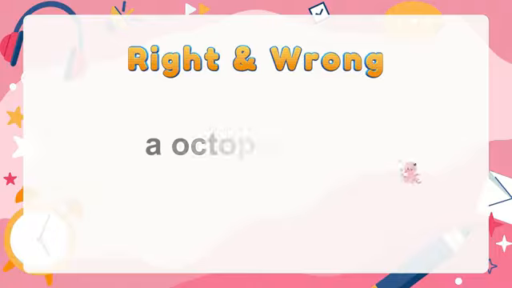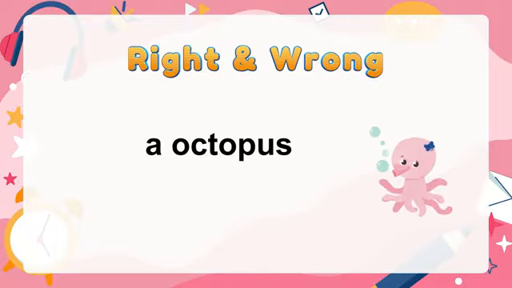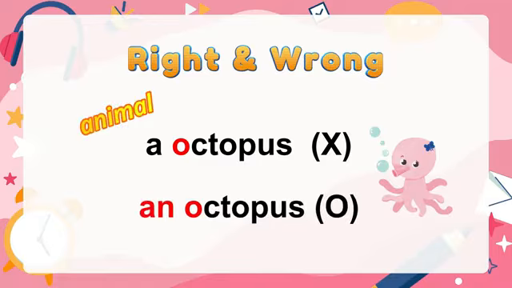Next is "a octopus." This is wrong because octopus begins with a vowel. Octopus is from the animals section. An octopus.